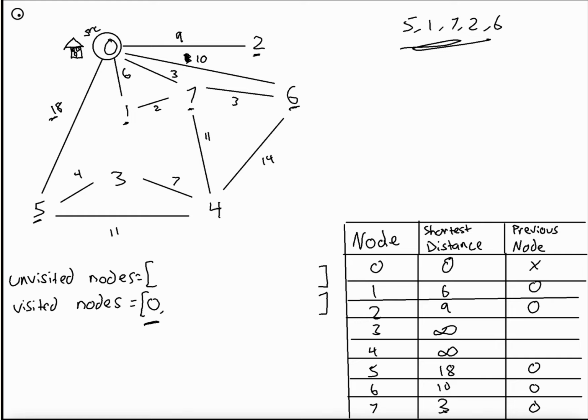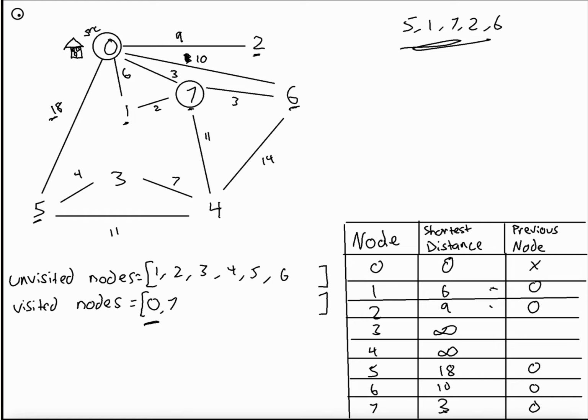Okay, so now out of these values that are adjacent to vertex 0, we want to choose the smallest value. So this is this 7 here. So now we're going to highlight 7 and we're going to visit it. So visited node 7, and basically all the other nodes are unvisited.